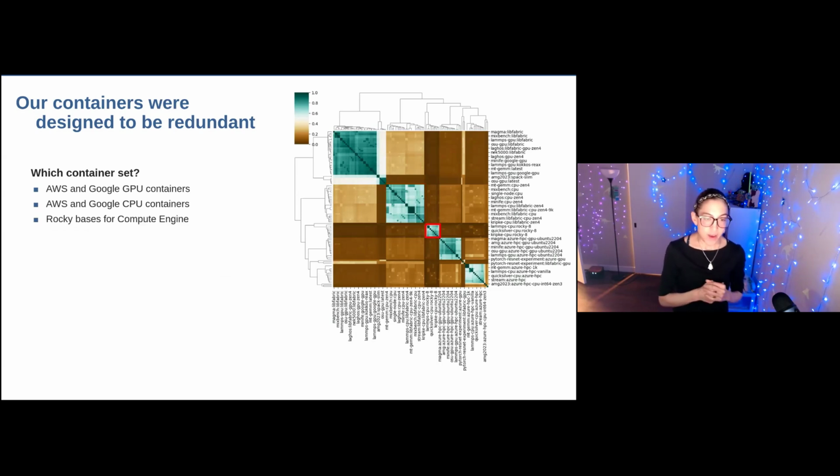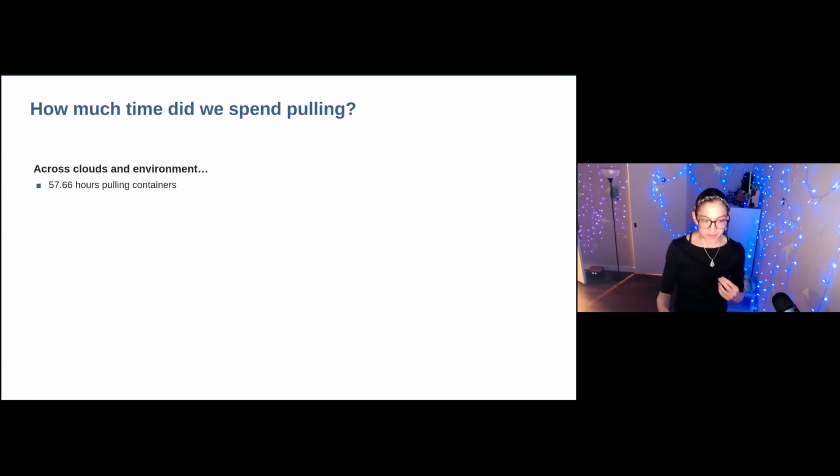We then see Rocky bases for Compute Engine. We were suggested to use Rocky there. We then see Azure GPU and Azure CPU. These are distinct because we needed a different install because of InfiniBand. And scattered in there, we'll point out, are a few Spack Snowflake builds.